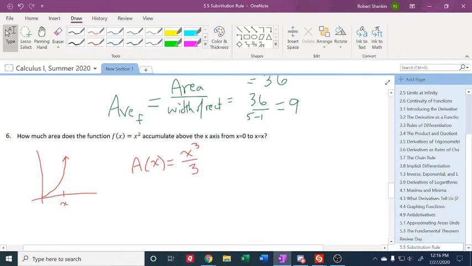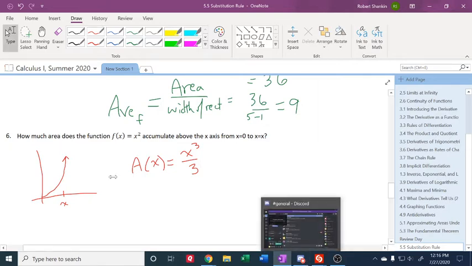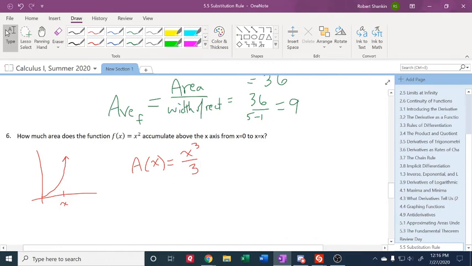And let me know if you're able to get that before me, or if this just didn't make sense, or where you are at with this one. It's kind of putting some things together.